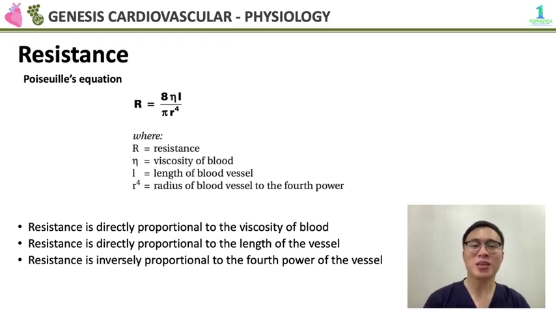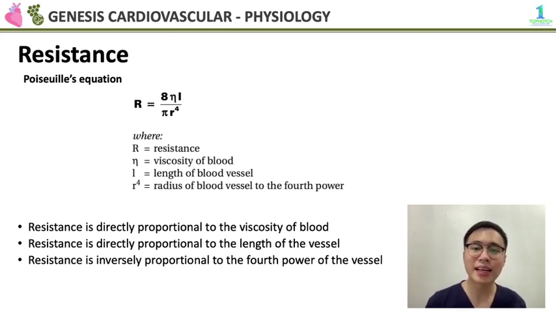So, for your Poiseuille's equation, you have R as the resistance equal to 8 times the viscosity of blood multiplied to the length of the blood vessel, all over pi r to the 4th power, r being the radius. So what are some implications of this formula? Basically, resistance is directly proportional to the viscosity of the blood. Number 2, resistance is directly proportional to the length of the blood vessel. But resistance is inversely proportional to the 4th power of the radius of the vessel.